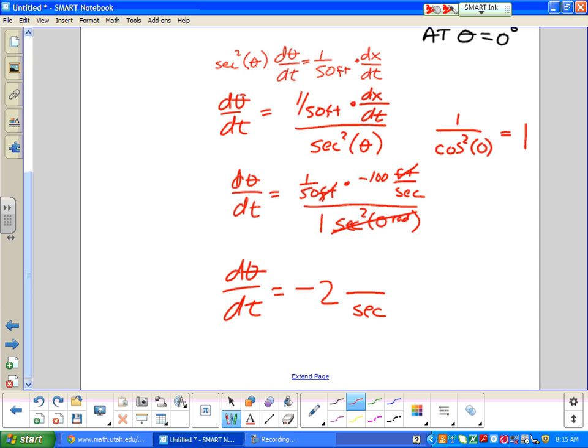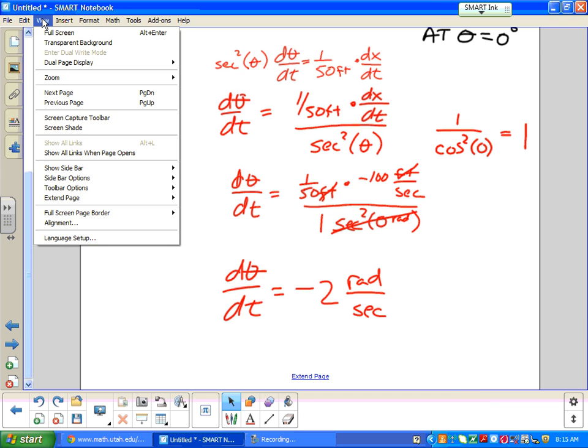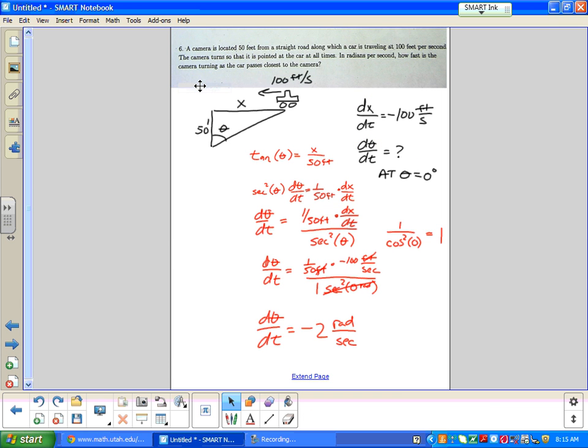Now, is that right? The answer is yeah, because remember, radians are unitless. So I get negative 2 rads per second. It is the rate of change. All right? And this is a related rate problem, and these are the steps it should be shown. All right?